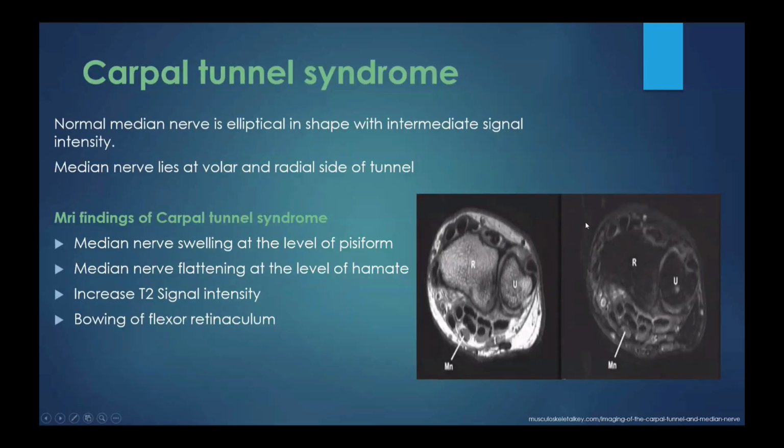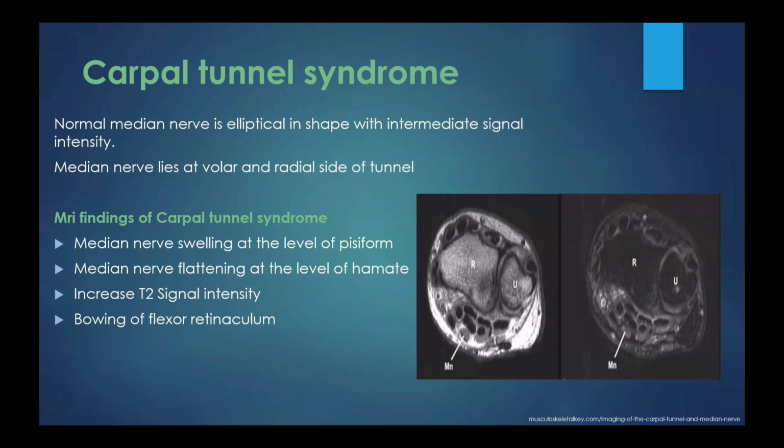The normal median nerve is elliptical in shape with intermediate signal intensity, and usually it lies at the palmar and radial side of the tunnel. These are two cuts, T1 and T2 weighted images, at the level of the distal radius and ulna. We see the median nerve as intermediate signal intensity.